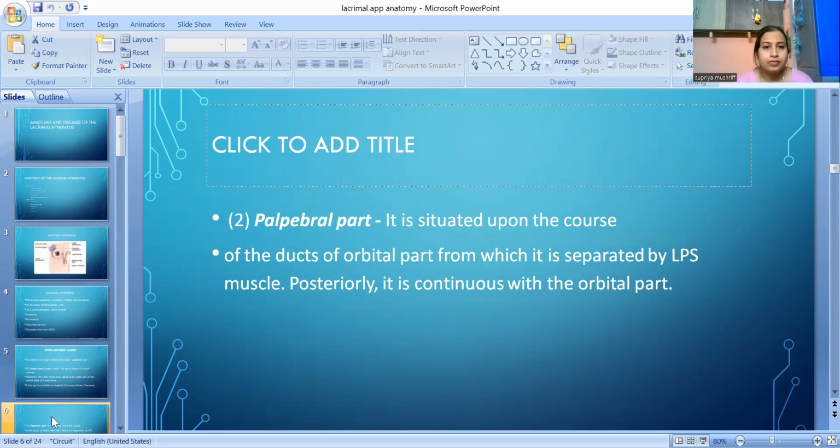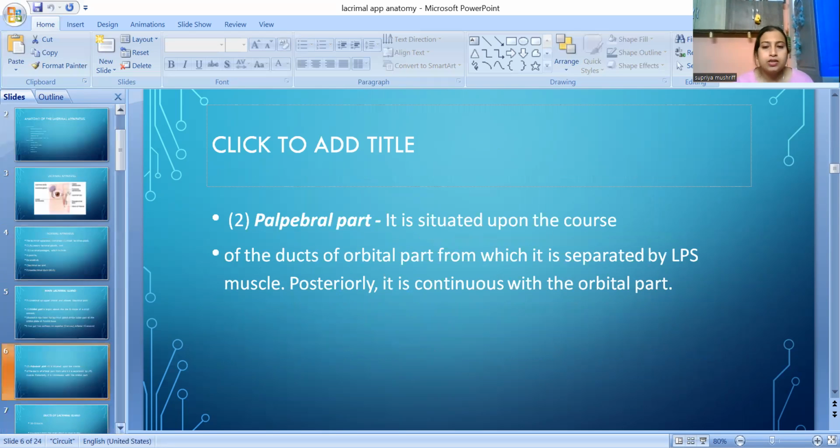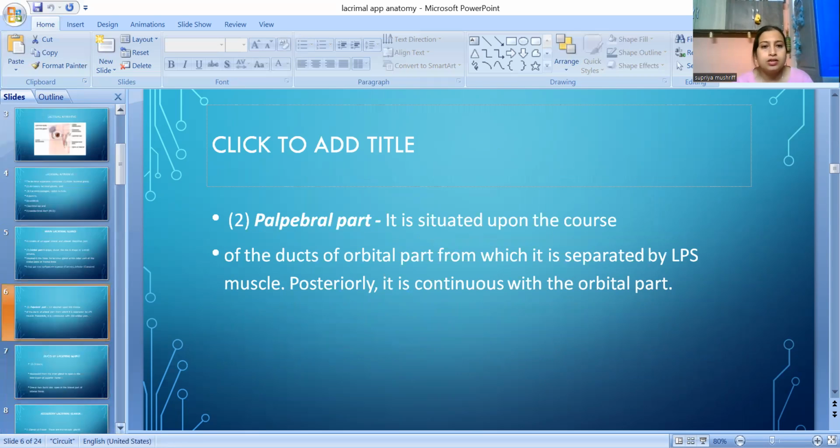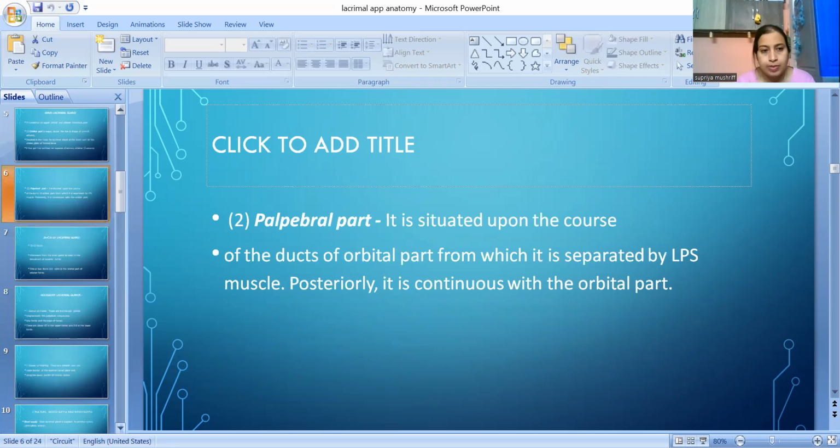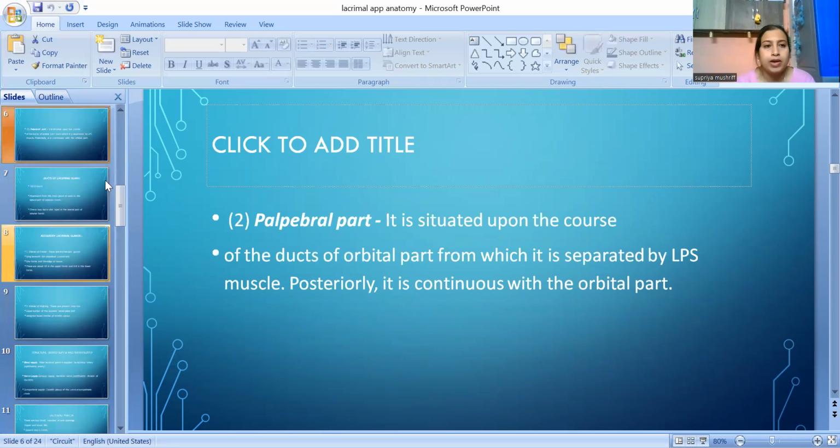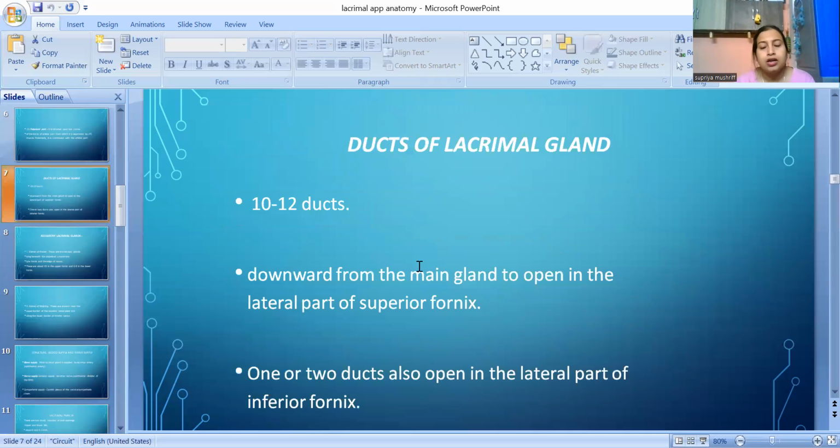Now the palpebral part is situated upon the course of the ducts of the orbital part, from which it is separated by the levator palpebrae superioris muscle. Posteriorly, it is continuous with the orbital part. Ducts of the lacrimal gland: 10 to 12 ducts run downward from the main gland to open in the lateral part of the superior fornix. One or two ducts also open in the lateral part of the inferior fornix.